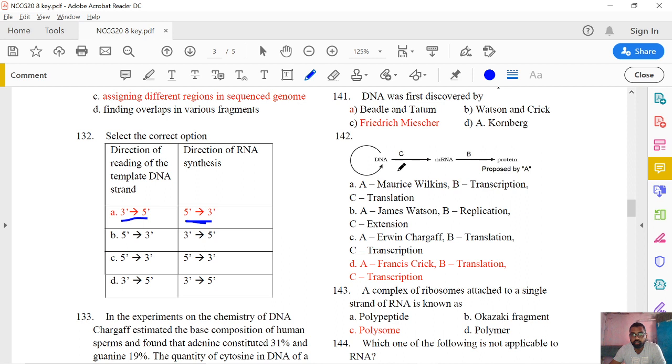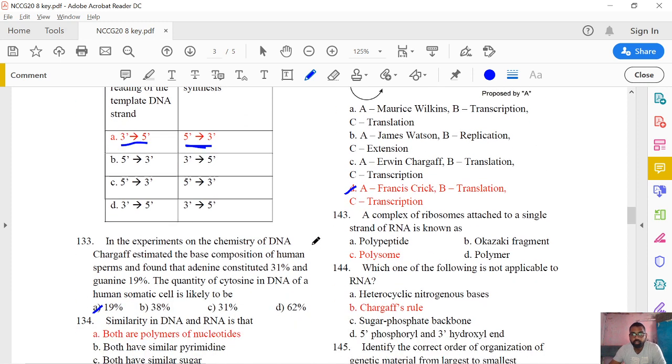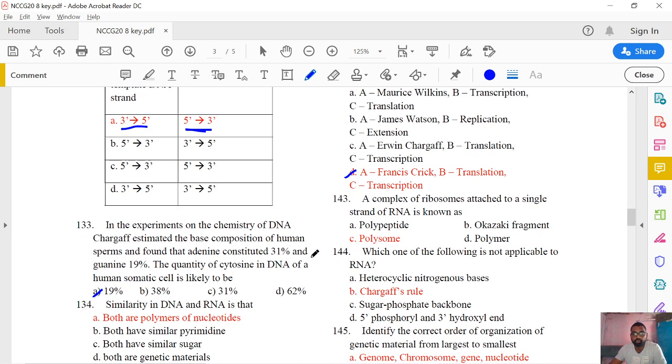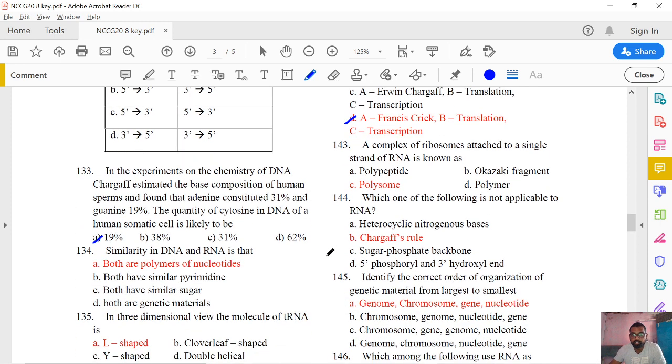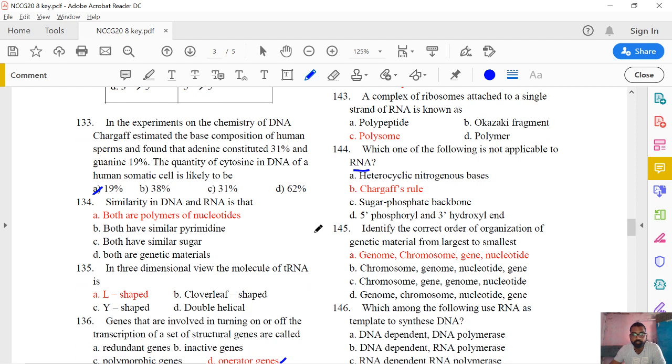This is the central dogma of molecular biology, where the first one is transcription, this is translation, and this was actually proposed by Francis Crick. Therefore, the answer is D. A complex of ribosomes attached to a single strand of RNA, that is mRNA, is one polysome or polyribosomes. Which one of the following is not applicable to RNA? Chargaff's rule is not applicable as it is single stranded.